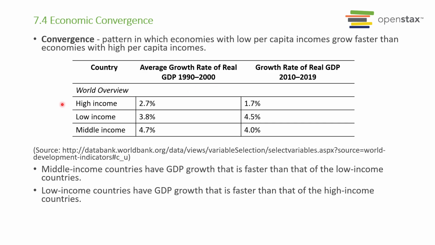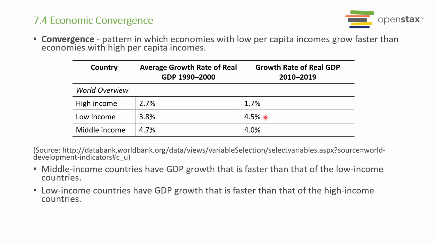If we look at the high income countries, the average growth rate of real GDP between 1990 and 2000 was 2.7% for those high income countries. And then, more recently between 2010 and 2019, it was at 1.7%. But when we look at the low income countries, they grew at a higher rate. All right, 3.8% between 1990 and 2000, and then 4.5% between 2010 and 2019. So here we see that's almost a 3% difference. And that 3%, like we saw in the previous table, could actually account for a lot.